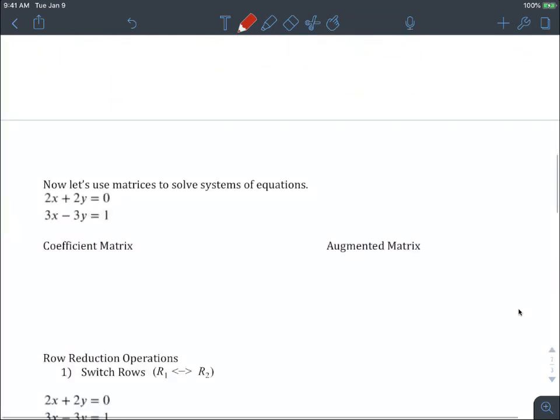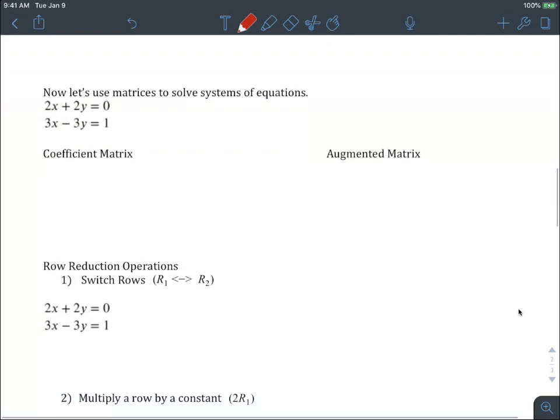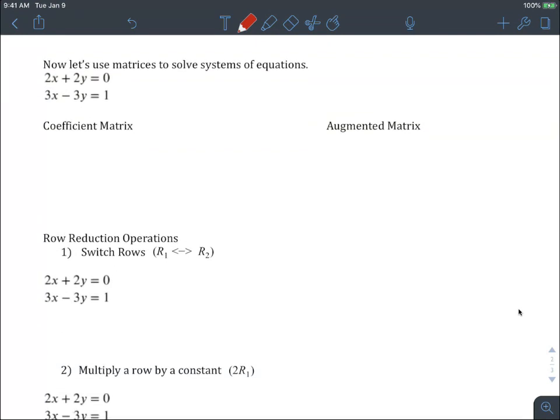All right, so there are different types of matrices. The plural of matrix is matrices. What we're going to do is take our system of equations and deconstruct it into its coefficients, basically. So one type of matrix is the coefficient matrix.